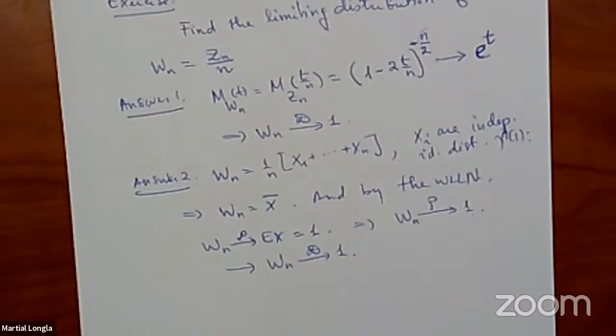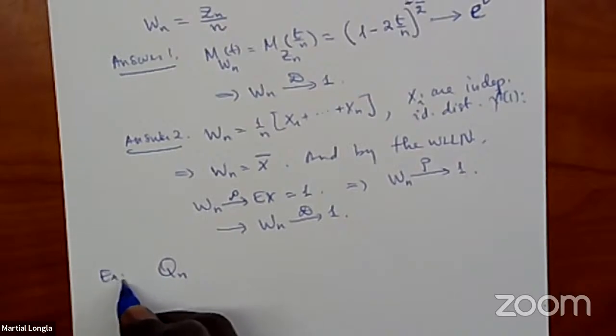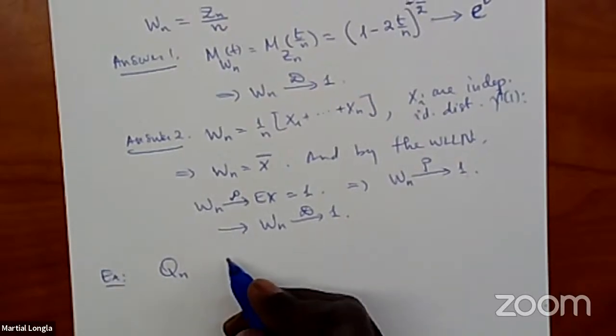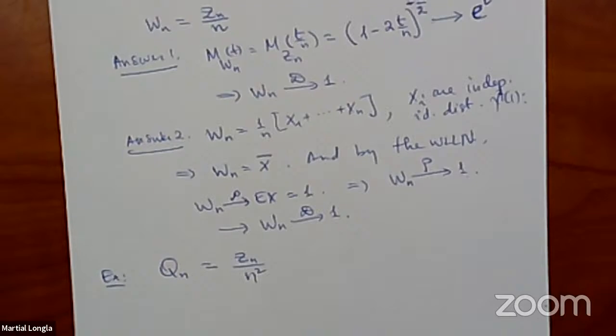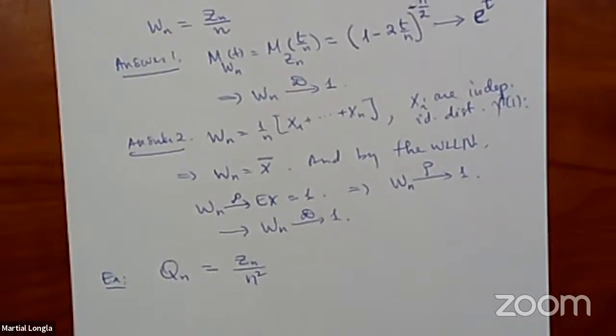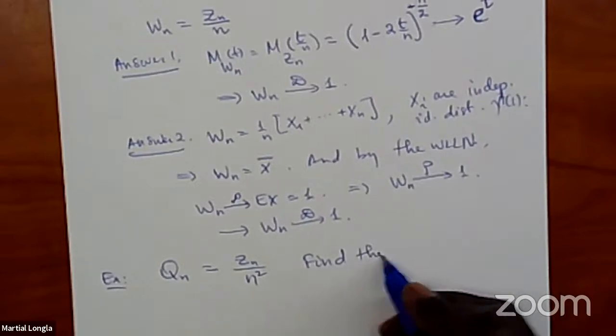Now, after this funny one, let me change this problem a little bit. Let's say Qn is equal to Zn over n squared. That same Zn, the same Zn that we have here. Same question: find the limiting distribution.